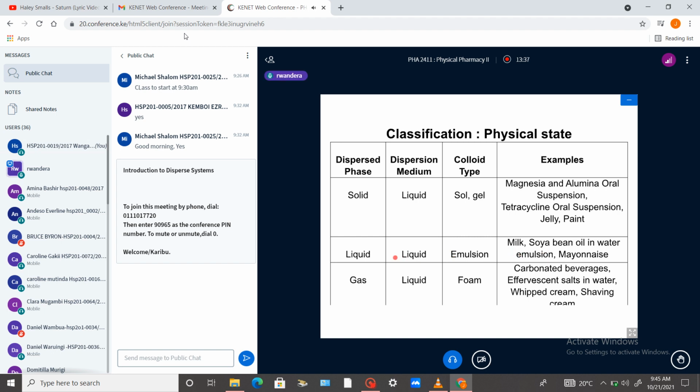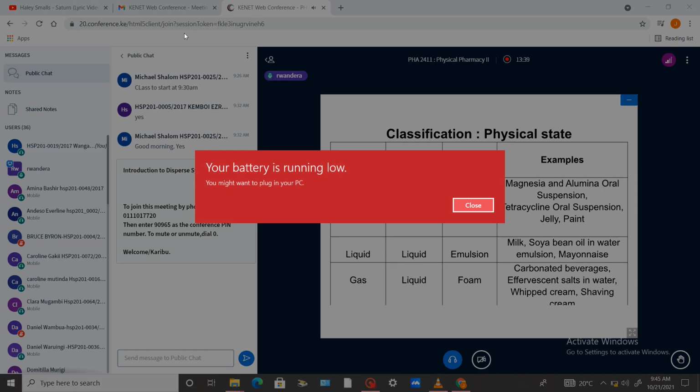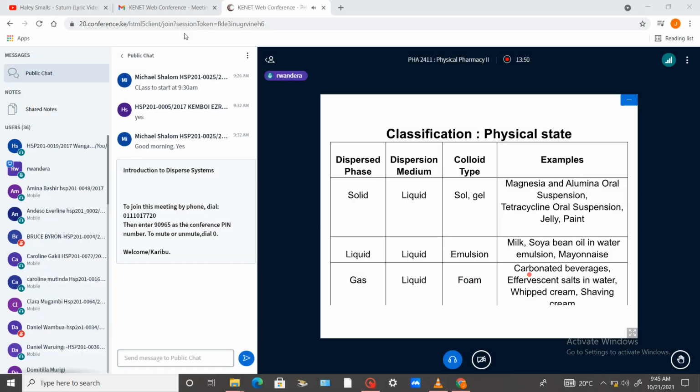We also have a gas as the dispersed phase, the dispersion medium being a liquid. You have what we call a foam. Examples are carbonated beverages, effervescent salts in water, shaving cream, and also whipped cream.